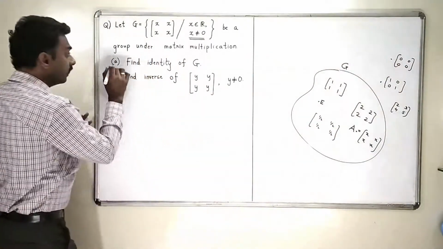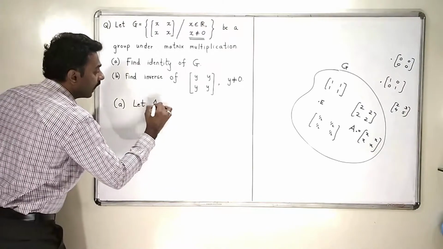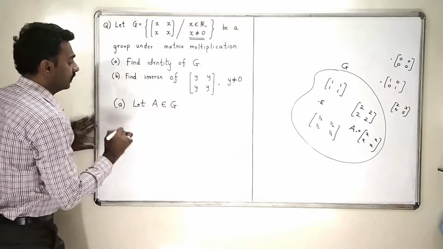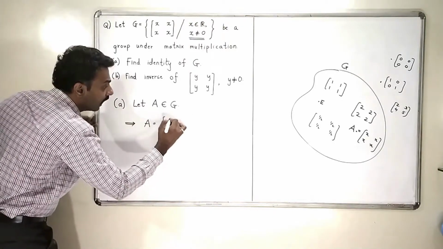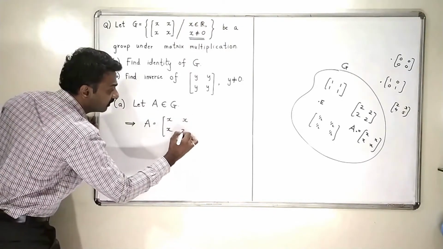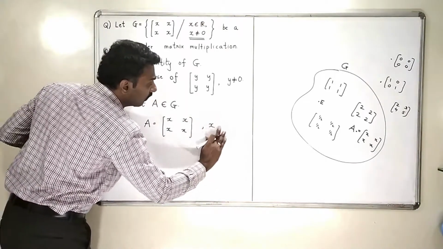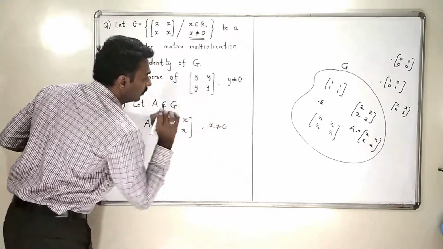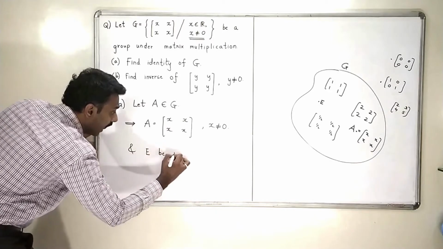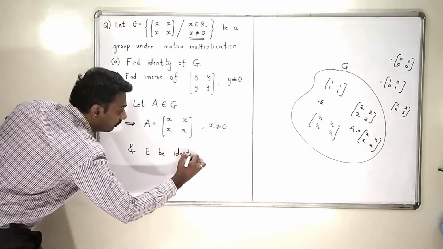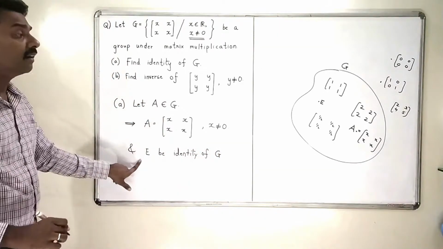So let me go for the first part now. Let A be any matrix in the set G. Means how is A looking like? What is the format of A? A will look like x, x, x, x, where this x cannot be 0 and it is a real number. Correct? And let E be the identity of G.